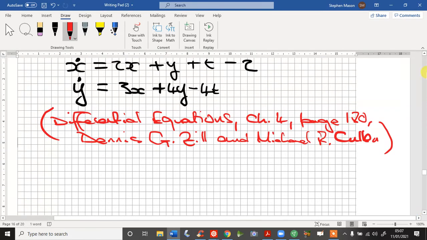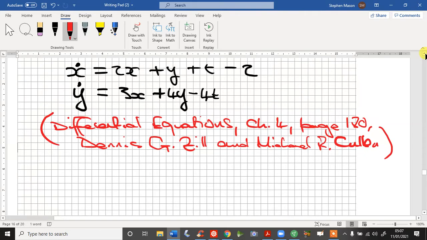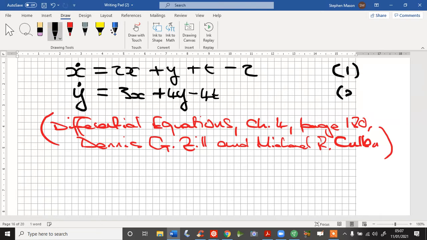So let's refer to this equation as being equation 1. I'll just change to the black ink. So that's equation 1, that's equation 2, and these two equations are coupled. So to start solving this system of equations, we can write them in matrix form.